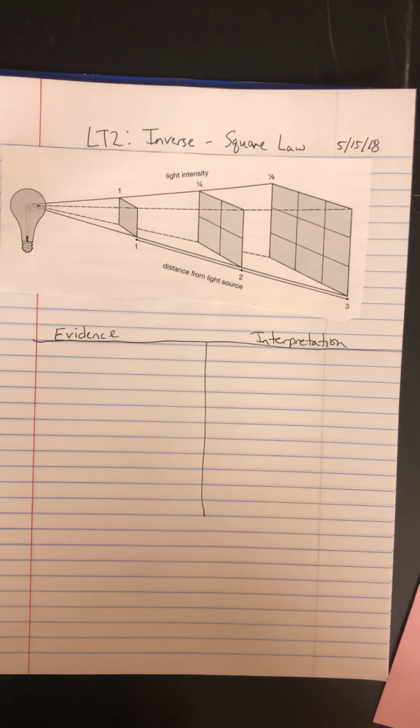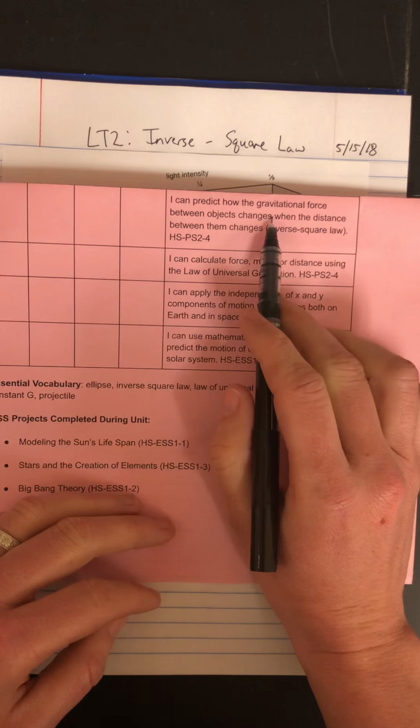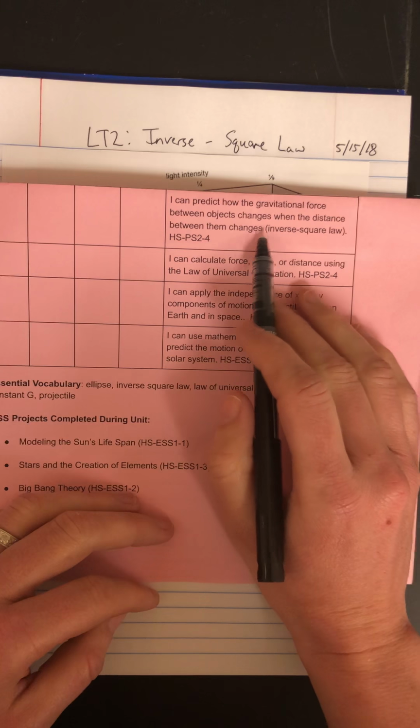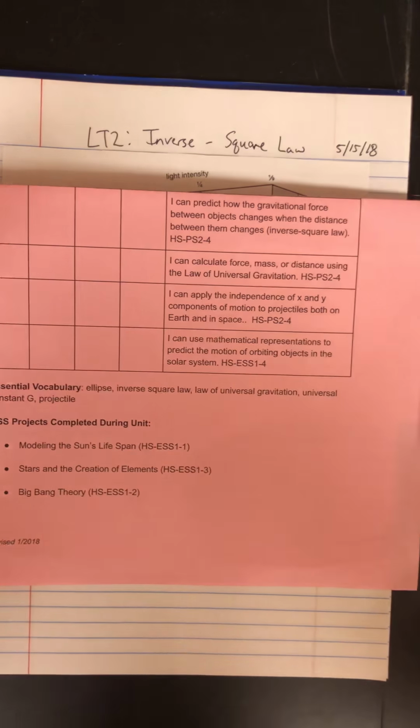So, LT2, where we're headed in the grand scheme of things is we want to be able to predict the gravitational force when the distance changes. Yesterday in LT1, it was just good enough to say, well, if an object is less massive, it has less gravity. Now we're concerned about the distance factor. Less about the mass, more about the distance.